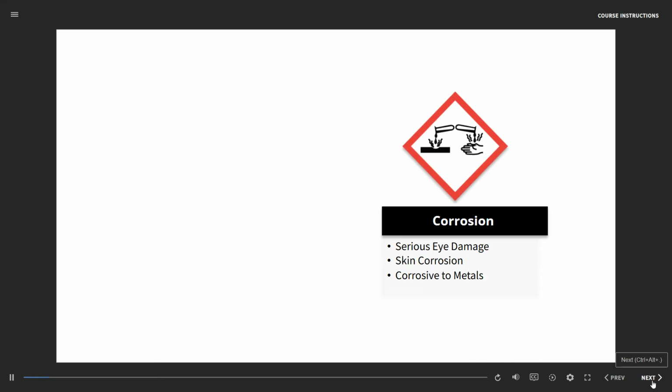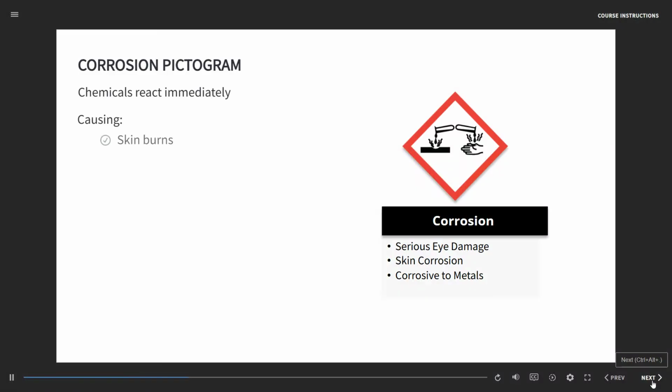The symbol of corrosion. This pictogram signifies that the material can chemically react with material or skin, causing skin burns and serious eye injuries. This damage is devastating and chemicals react immediately. Extreme caution must be taken when handling these materials, with proper PPE worn at all times when doing so.